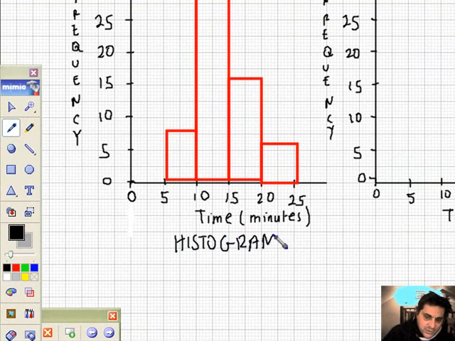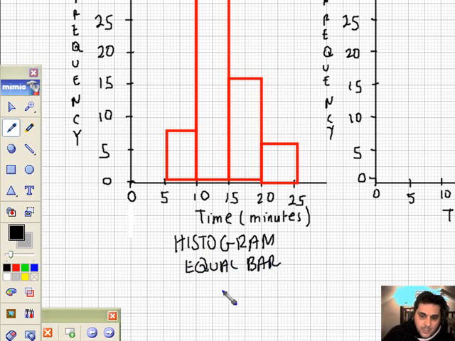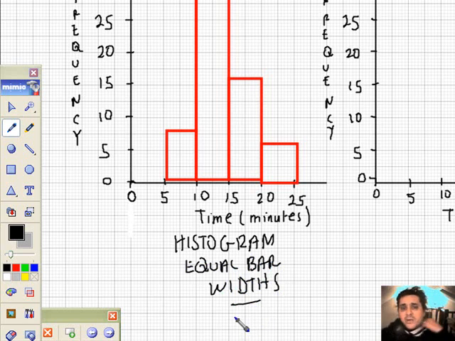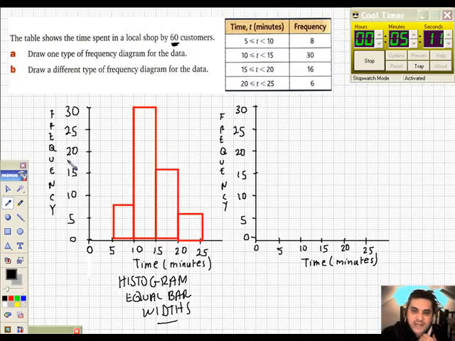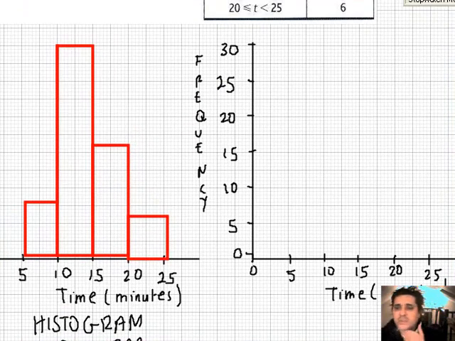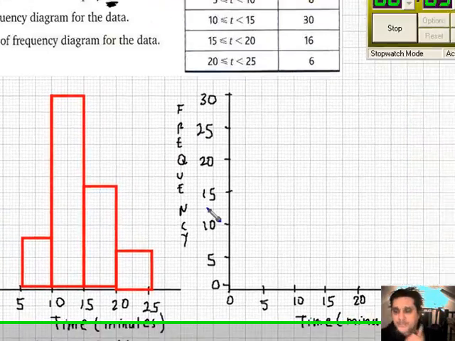And it's got equal bar widths. Alright? Okay, learn to do my D's properly. That's fine. And I've now got to draw a different type of frequency diagram, hence the label frequency there and there. Now, the next one I want to do is a frequency polygon.